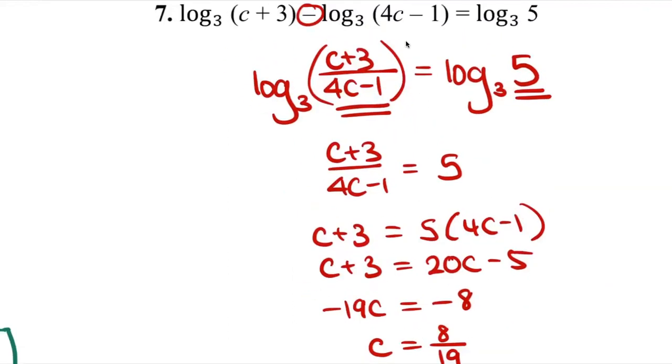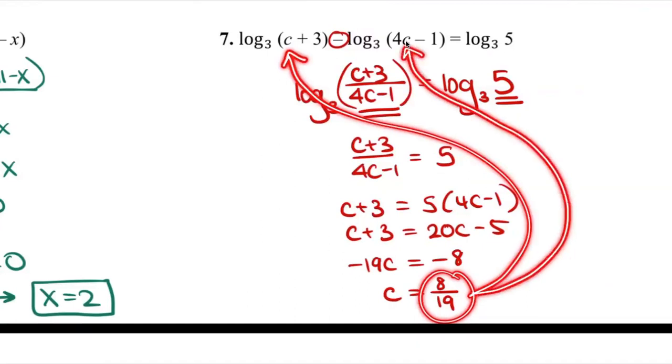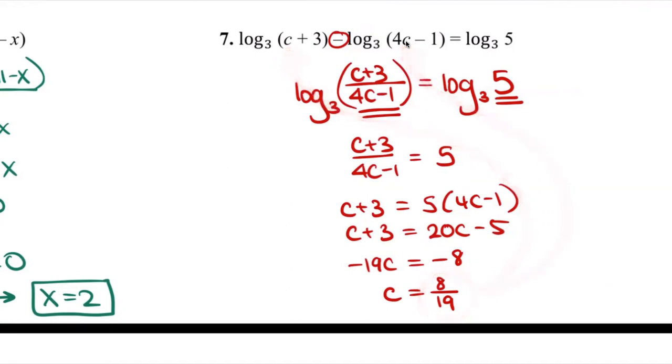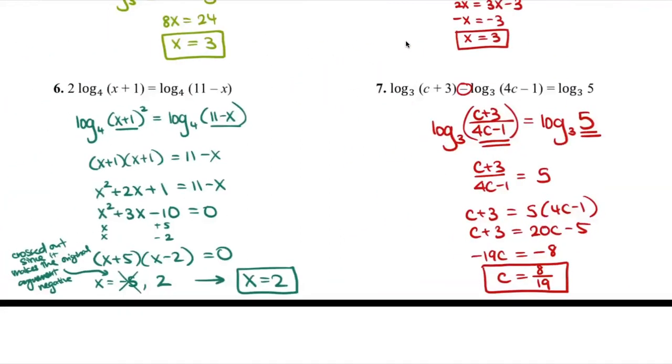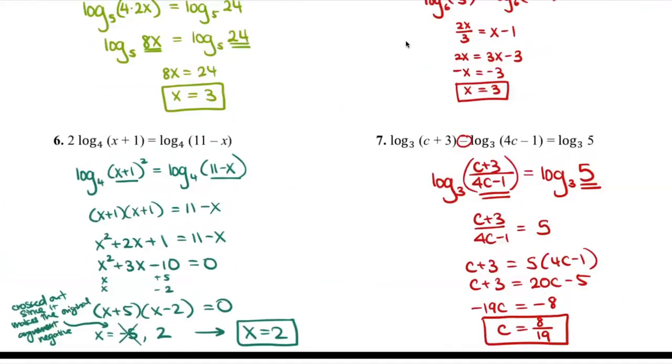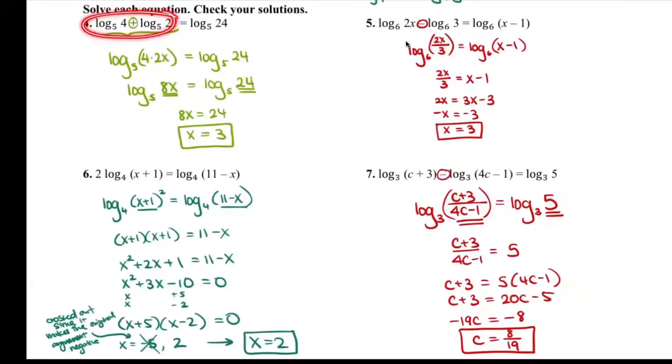When I plug it back into the original, that one's still positive. That one is also still positive. So that would be my final answer. All right. Cool. So that's how you use those properties to solve log equations. Again, generally the step is just get single logs on both sides with the same base, and then you just set your arguments equal and solve.